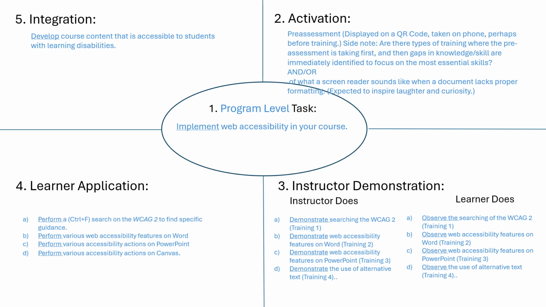All right, so this is for the presentation one. I want them to be able to implement web accessibility in their course. For the activation, I'm thinking of doing a pre-assessment, and I was wondering if there's a way to do a pre-assessment quickly and gather results in an instant, and then narrow the training down to what that particular group needs to focus on. That would be most beneficial given what their gaps in ability are.